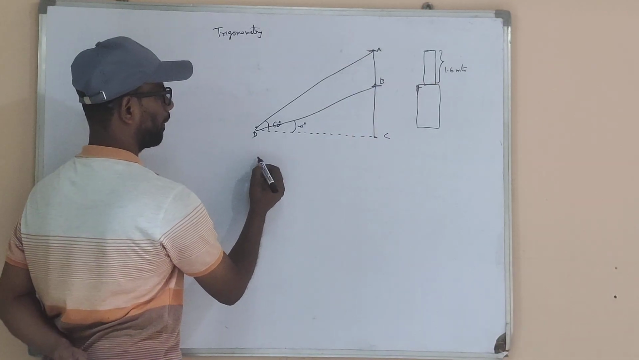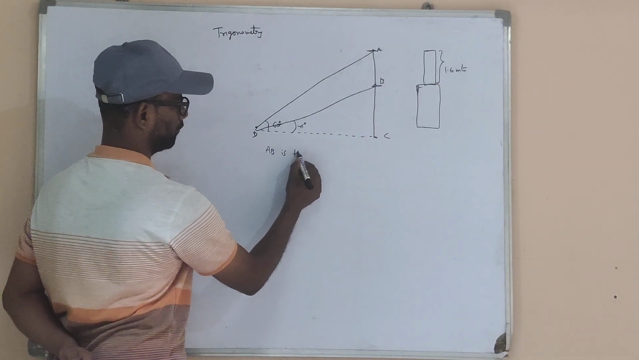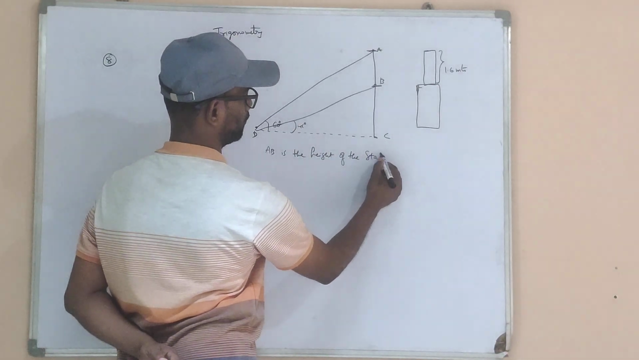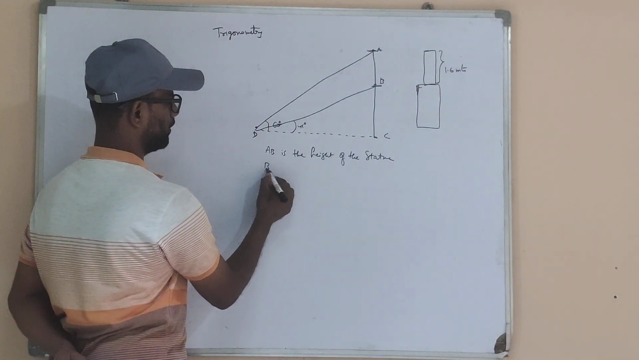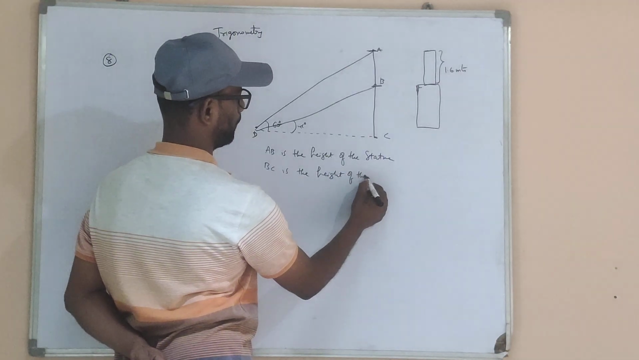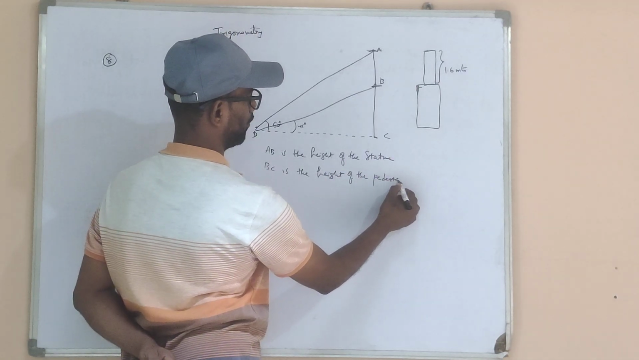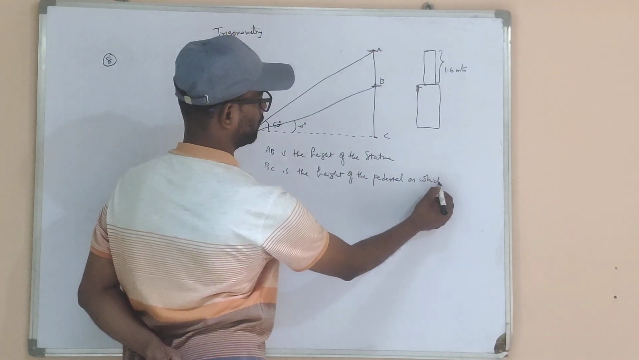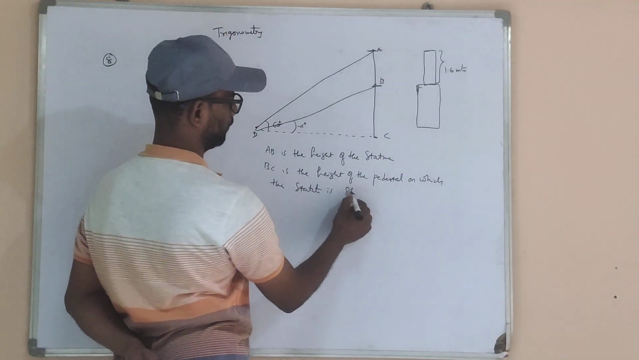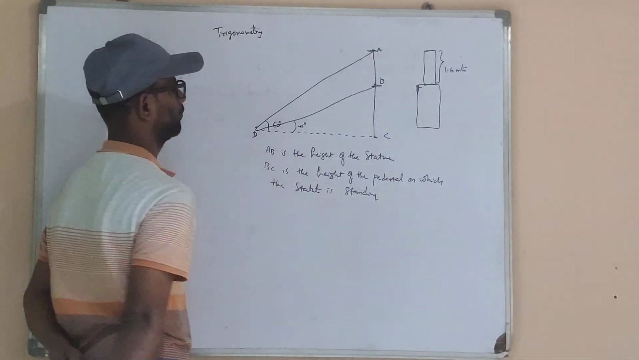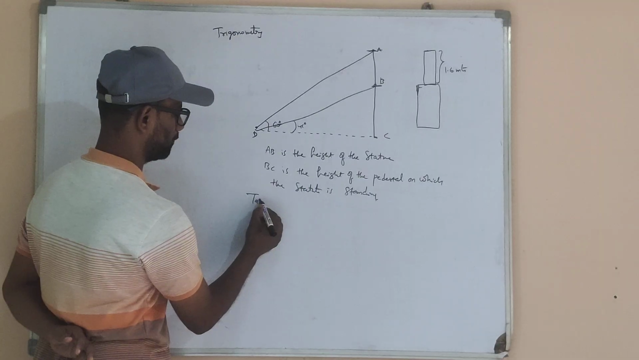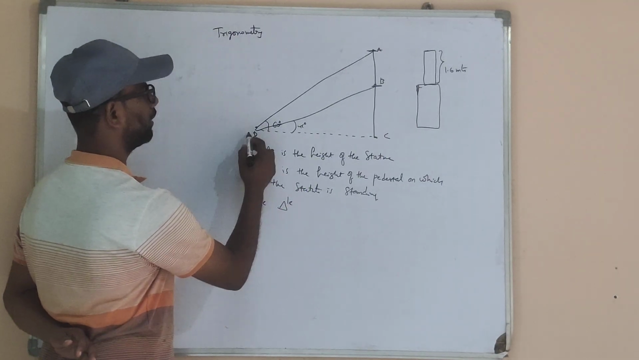Here, AB is the height of the statue. Next, BC is the height of the pedestal on which the statue is standing. Now, first take triangle DAC.